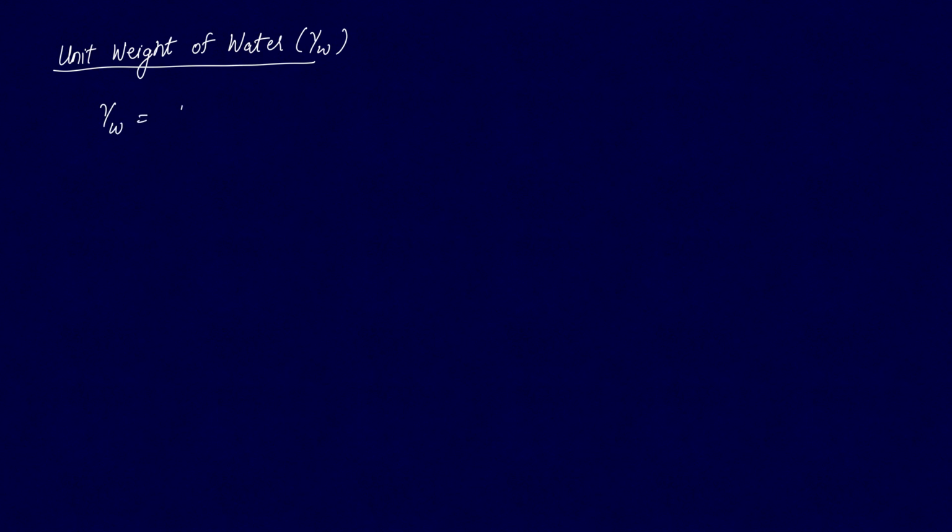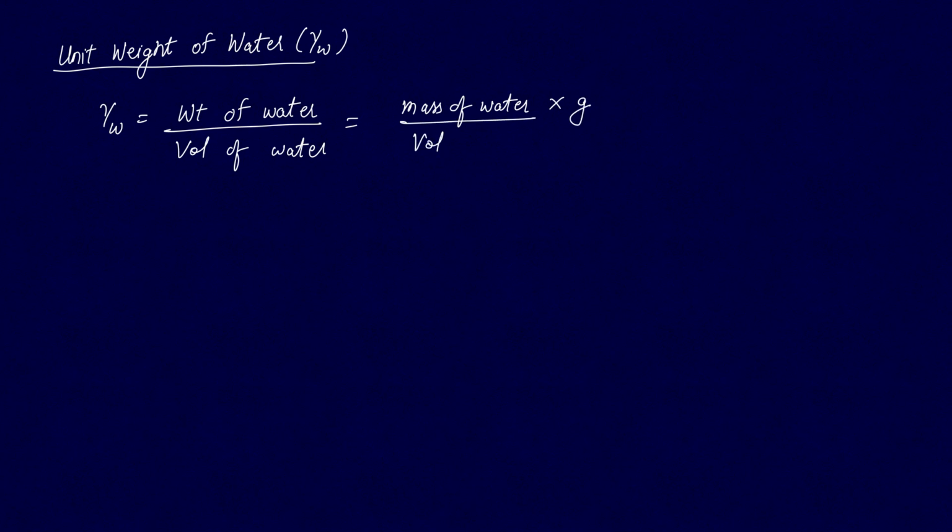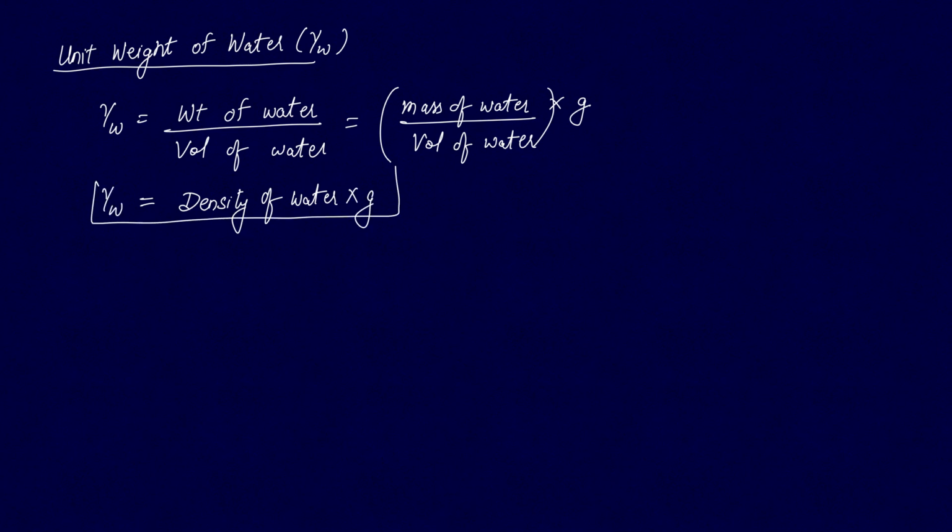Gamma W is nothing but the weight of water to the volume of water. Weight of water to the volume of water. And weight can be written as the mass of water multiplied by acceleration due to gravity, divided by volume of water. Now if I ask you what this particular term in the bracket is, that is nothing but the density of water. That is the density of water multiplied by g. So this is the formula for gamma W.